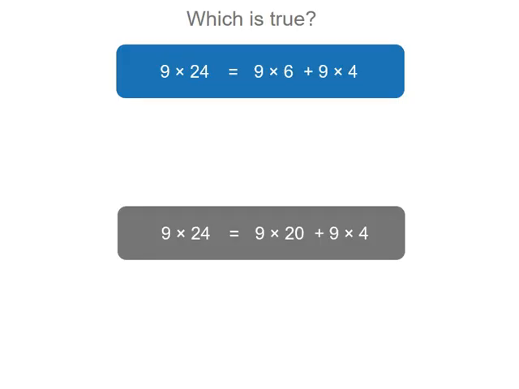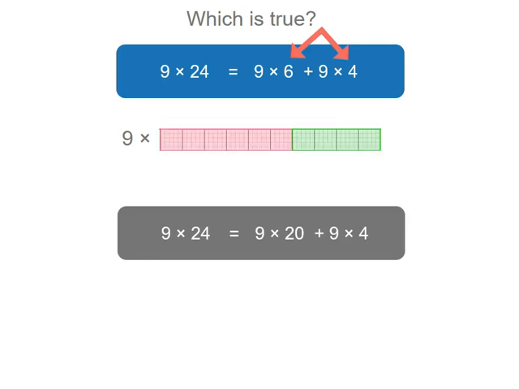Rightio, what about these ones? Which one of these is true? Is 9 multiplied by 24 the same as 9 multiplied by 6 plus 9 multiplied by 4? Well, let's have a look. We've got 9 multiplied by, well, we're saying 6 plus 4. So let's have a look at what 6 plus 4 would look like. There we go. We've got 6 squares and 4 squares.